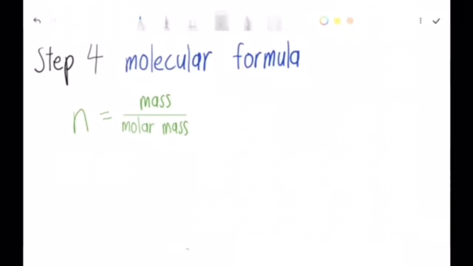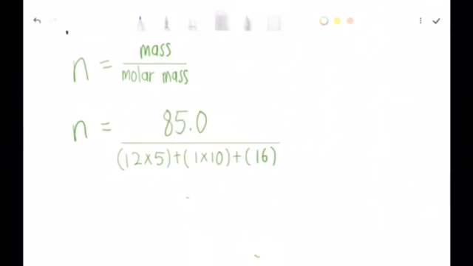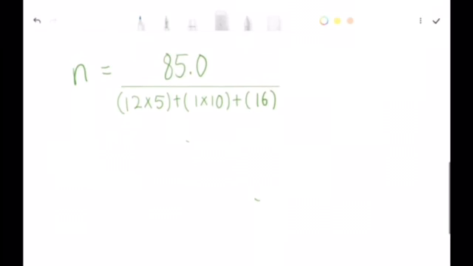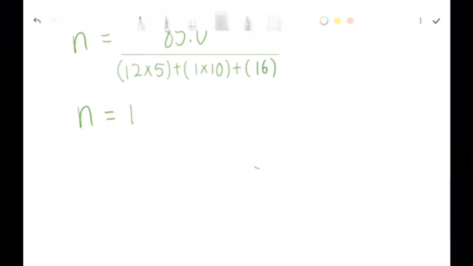For the next step, step 4, we are going to find the molecular formula. The molecular formula is found from mass over molar mass. We get 85 over (12 times 5 plus 1 times 10 plus 16), and the answer we get is 1. So our molecular formula is C5H10O.